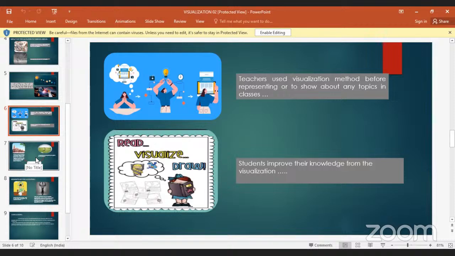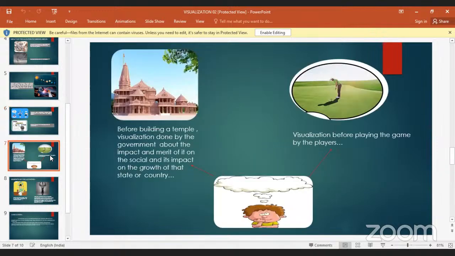Secondly, visualization is also important in education for children. When they read stories about anything, they can visualize what actually happened in this topic, in these chapters. From this visualization they can easily understand the topic.